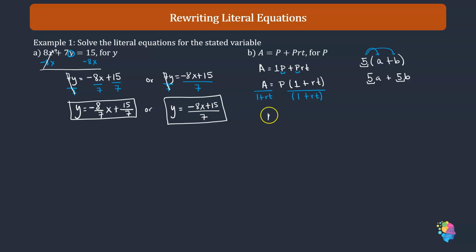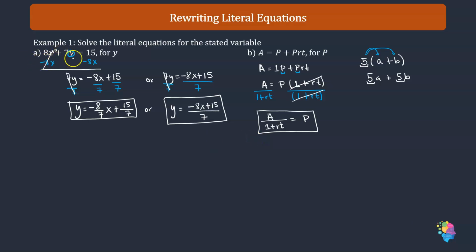So the left becomes a over 1 plus RT. Let me make this look like a 1 instead of an L. And on the right side, these are going to go to 1, leaving us just with p. And we have solved the literal equation for p. Now, before we go to another example, I want you to notice something.